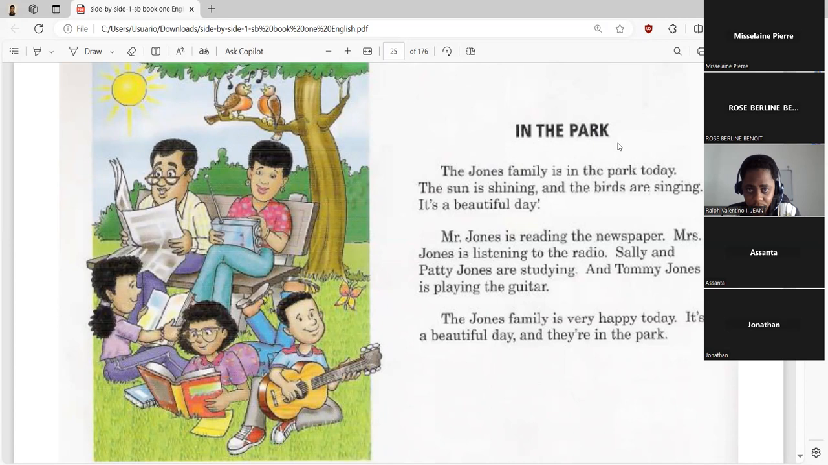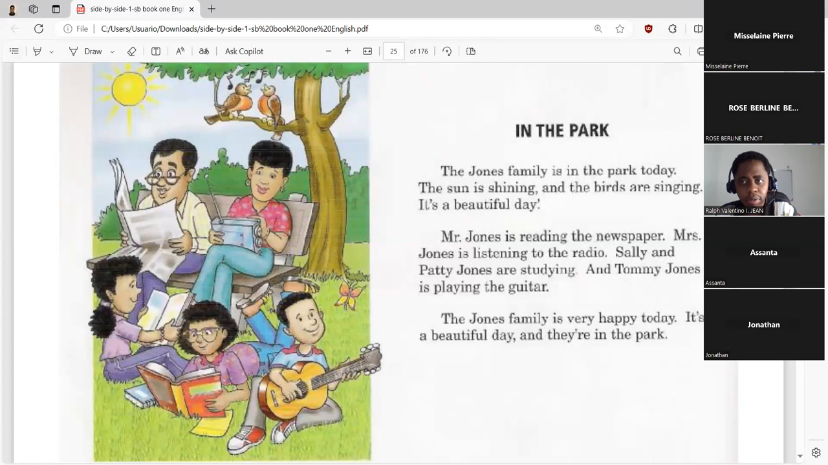The Jones family is in the park today. The sun is singing and the birds. I'm singing. It's a beautiful day.